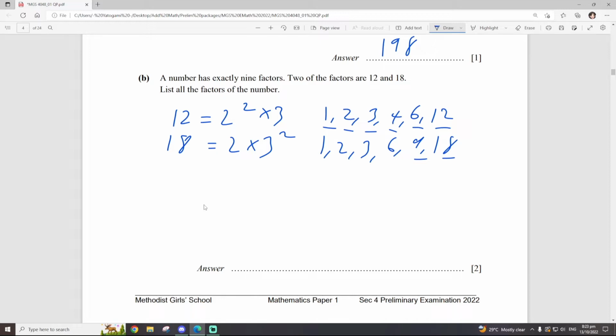So actually you notice that you just need one more. And if you think about it, what's the lowest common multiple of 12 and 18? It's actually 36. So that's the last factor. And in fact, 9 factors is an odd number. Most numbers have an even number of factors if you think about it, but perfect squares have an odd number of factors. So we know we're looking for a perfect square. We know 36 is a perfect square, so we know that the number is 36. So we shall list down all the factors of 36, which are 1, 2, 3, 4, 6, 9, 12, 18, and 36.